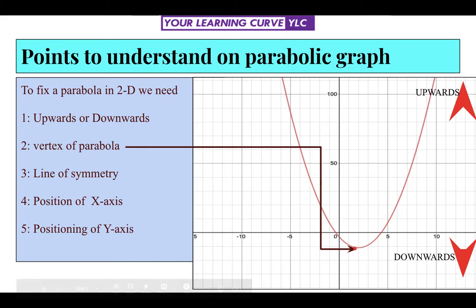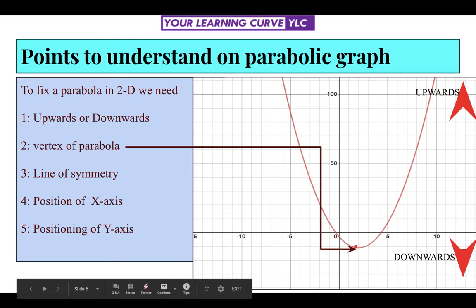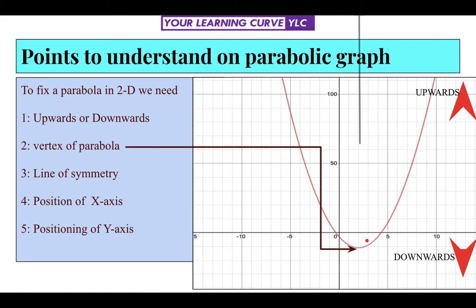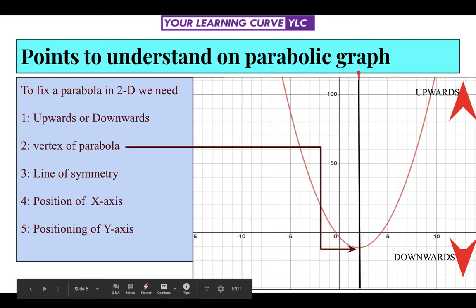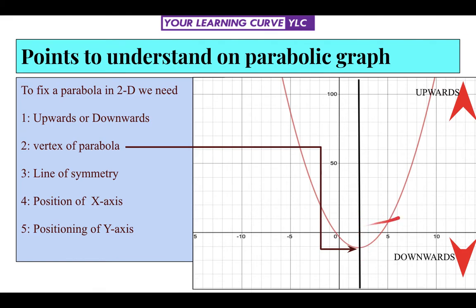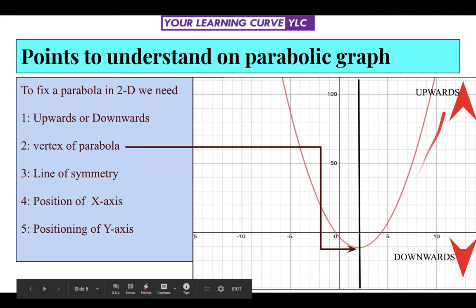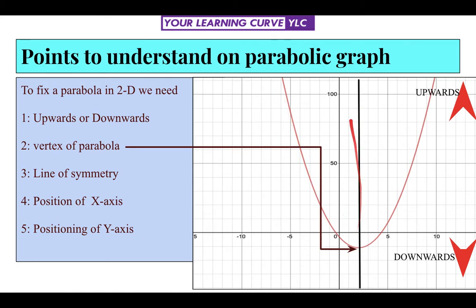The second is the vertex of the parabola. This point, which is the minimum or the maximum value on the parabola, is called the vertex of the parabola. Next is the line of symmetry. This line is called the line of symmetry because if you see the right hand side of the parabola, it is exactly the mirror image of the left hand side of the parabola about this line. Means if you consider this line as a mirror, this line cuts the graph into two parts, which are mirror images of each other.